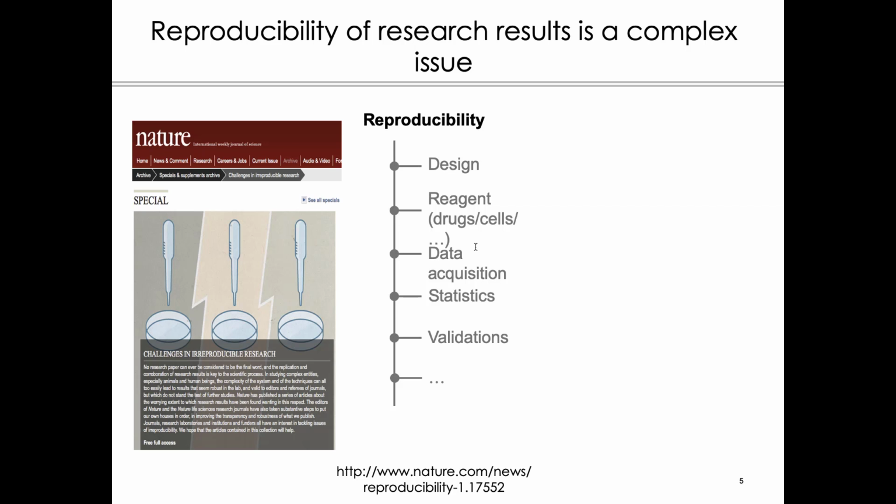And so Nature has produced a number of papers, blogs and articles where they try to break down this reproducibility issue into various levels. For instance, the experimental design, reagents, drugs, cells, data acquisition, statistics, validations, and so on. And obviously some of these things you have now learned in this course.